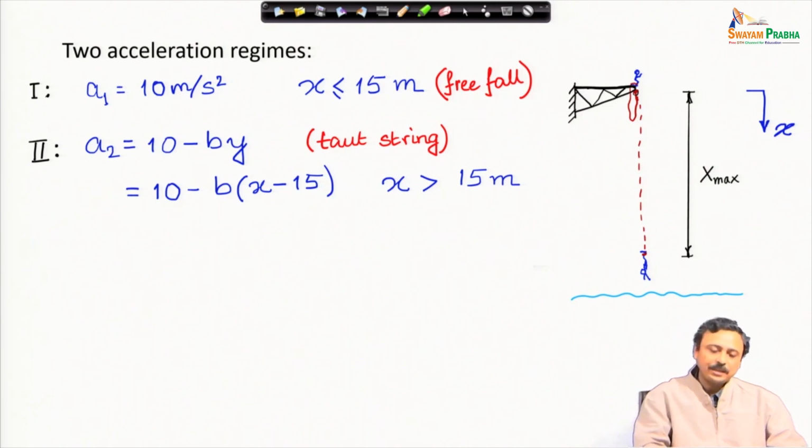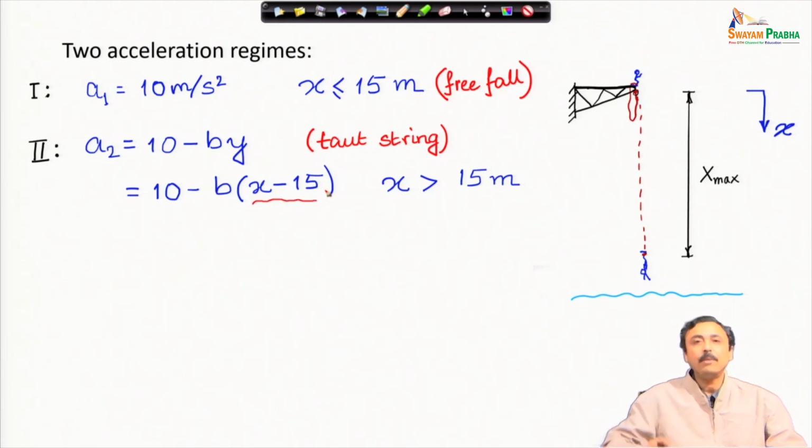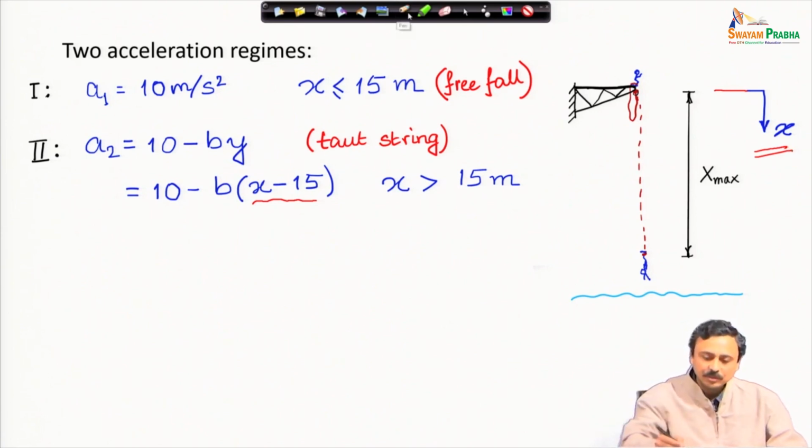Now here, y was the extension of the cord, which I have replaced by x minus 15. So x is the displacement according to this coordinate system that I have here. It starts from the point of jump. So beyond 15 meter the stretch starts, so I have written x minus 15. So this is valid only for x greater than 15.